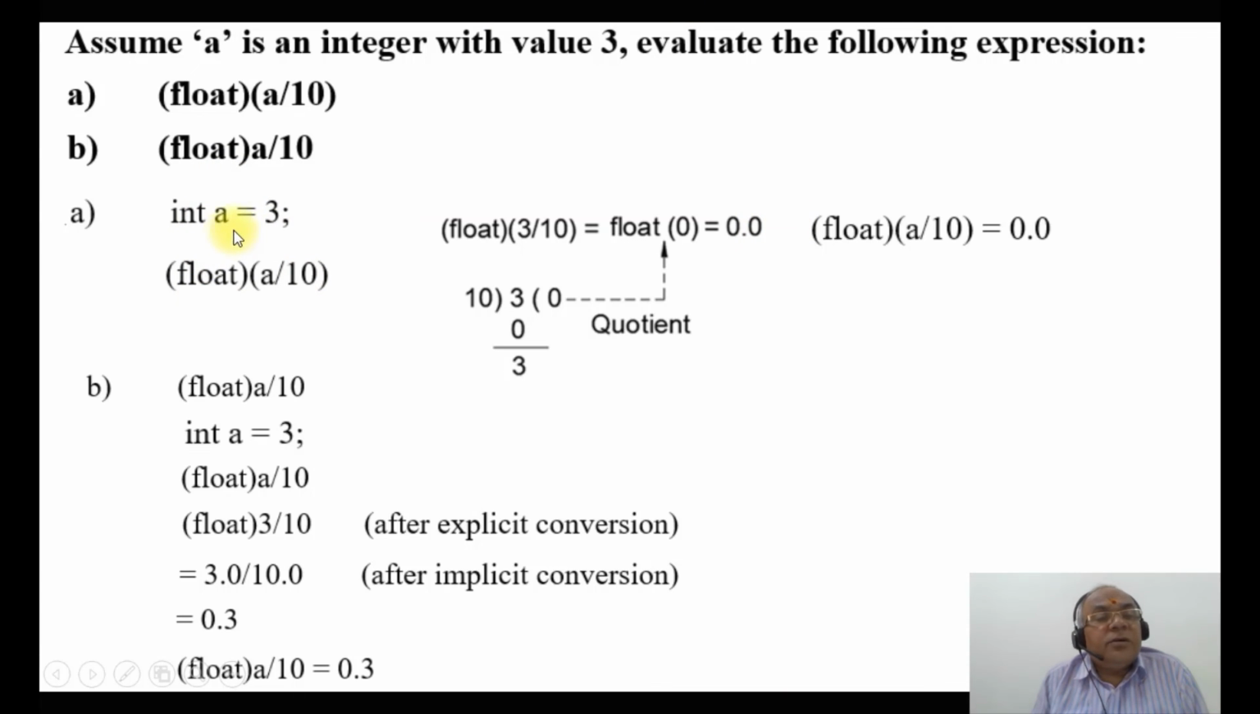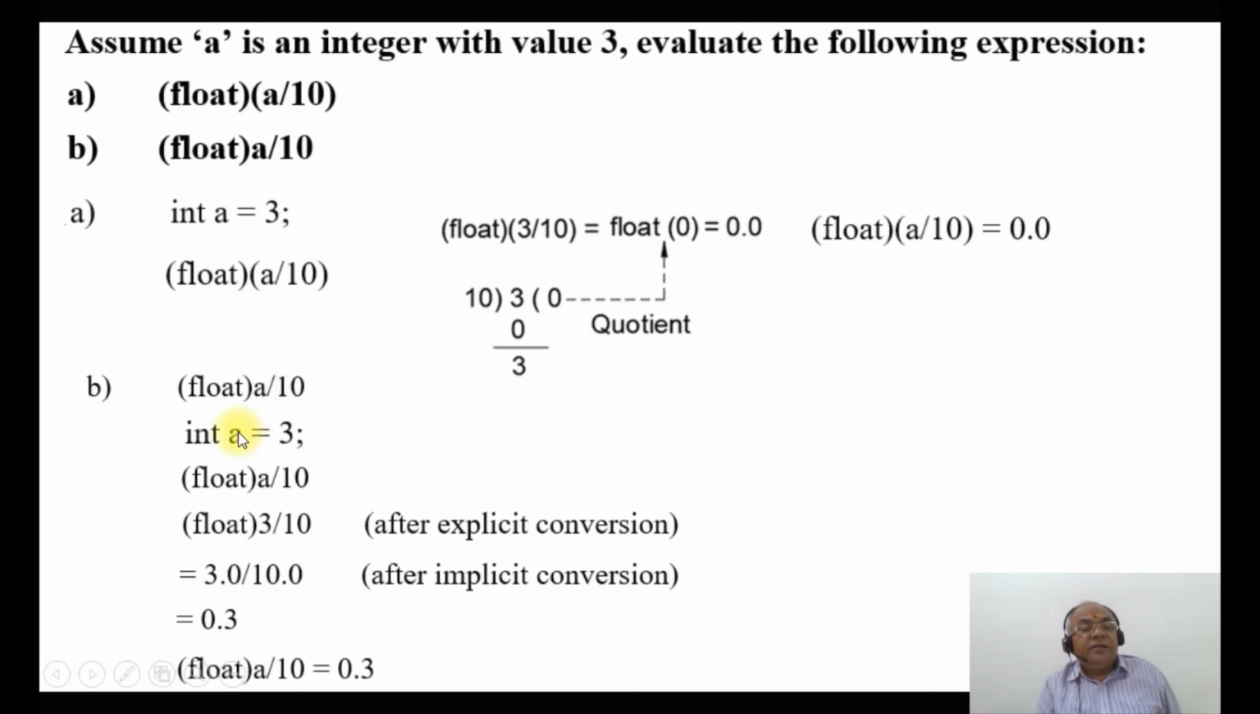If I want to give an explanation here, int a is equal to 3. 3 by 10, what happens? Both are of integer type. So 3 divided by 10 is again 0 only, because both are integers. Actually the answer is 0.3, but you will not be able to get 0.3 because both are integers here. That is the reason why it becomes 0 here. Float of 0, so it is an integer, but since you are explicitly converting it, float of 0 becomes 0.0. So that is how it is going to be.